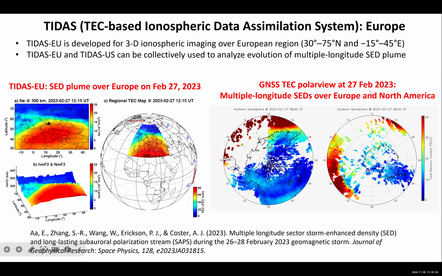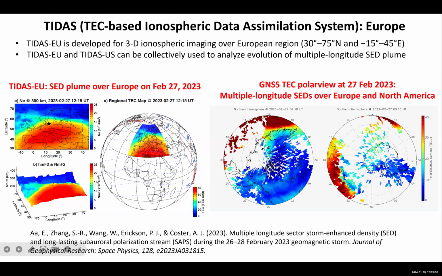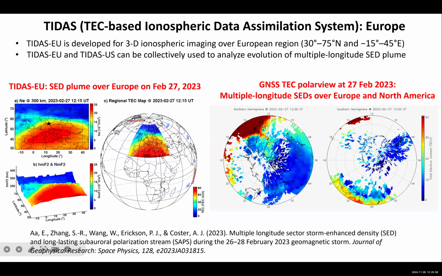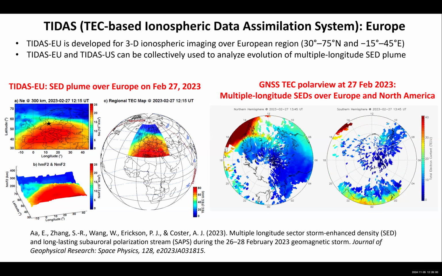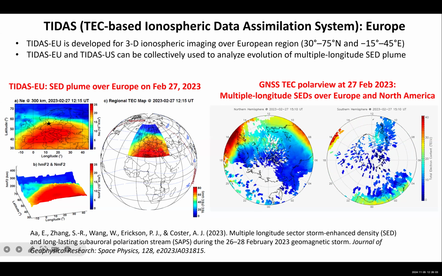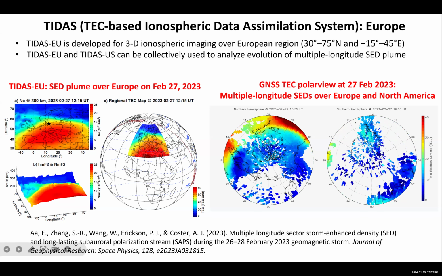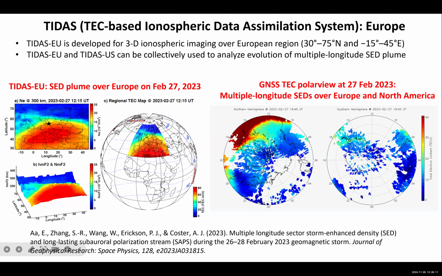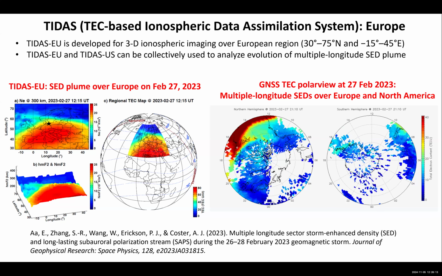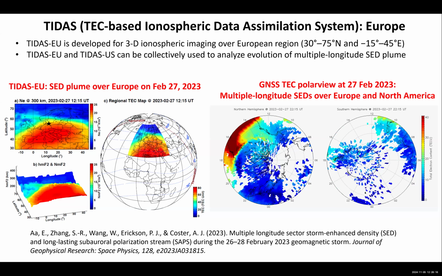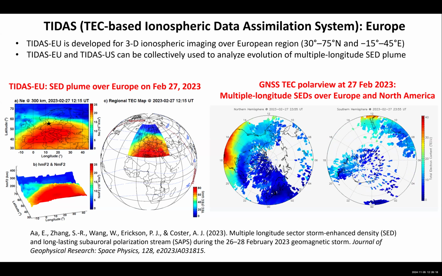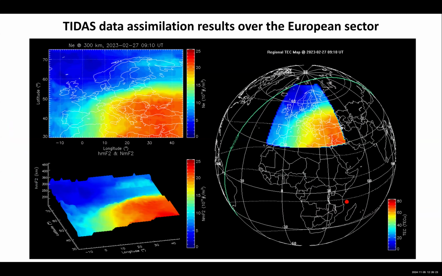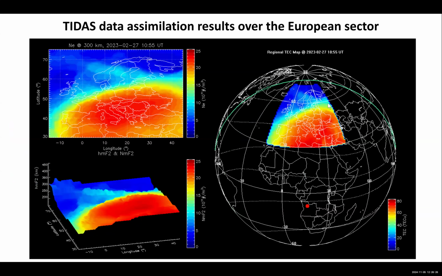That's February 27, 2023. We can also see some SED structures in the southern hemisphere, but due to some data gaps, we can see a partial SED here in the American longitude sector, like this. Okay, so if we collectively use TIDAS over the US and TIDAS over Europe, we can analyze the evolution of the multiple longitude SED plume. Here we show another animation of TIDAS over the European region.